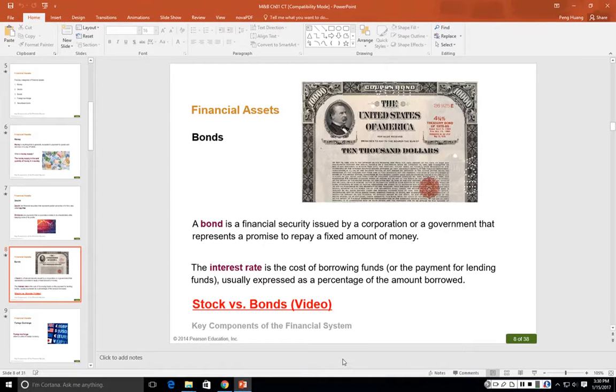The bond is a financial security issued by a corporation or government that represents the promise to repay a fixed amount of money. The key word here is the promise. It means the company that issued a bond has an obligation to pay back the money they borrowed. They have to pay back the interest and the principal they borrowed. So that's the reason we call a bond the liability.